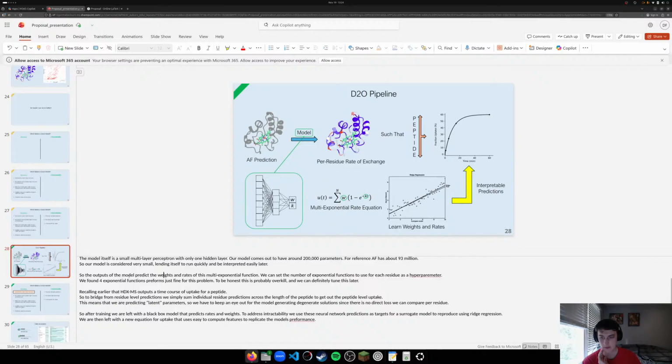So the outputs of the model predict weights and rates for this multi-exponential function. We will set the number of exponential functions to use for each residue as a hyperparameter. We found 4 exponential functions perform just fine for this problem. To be honest, this is probably overkill, and we could definitely tune this later.